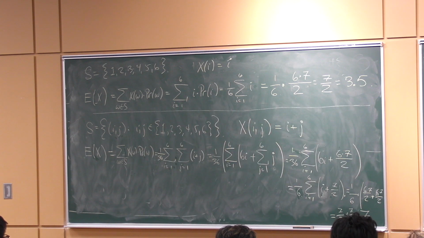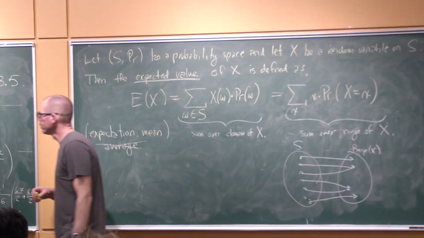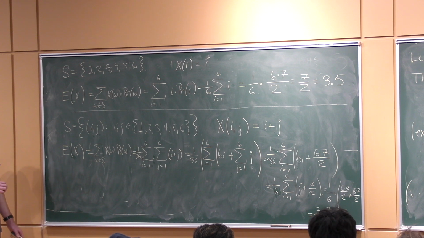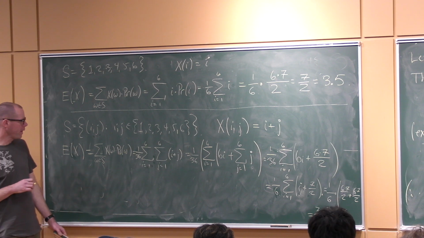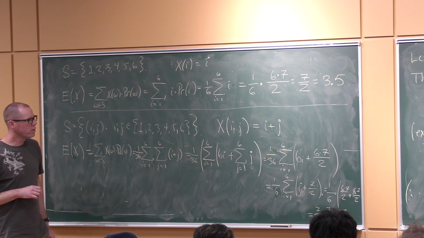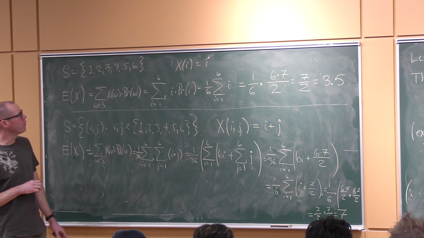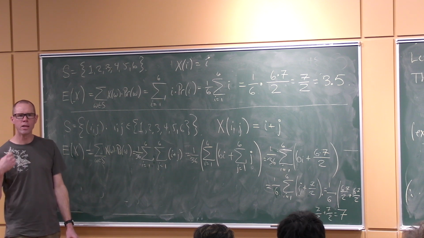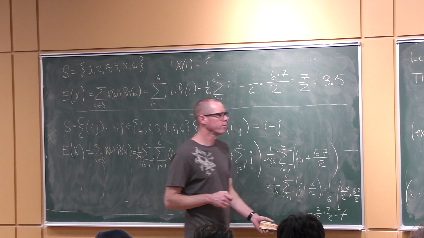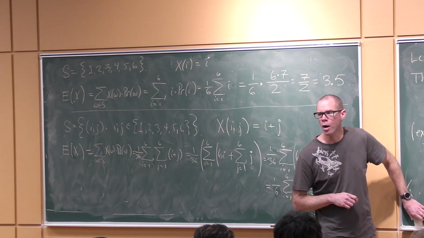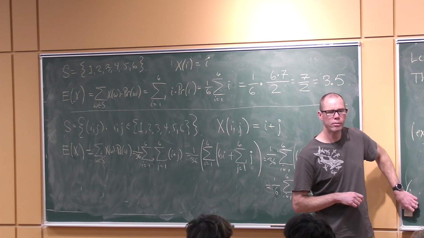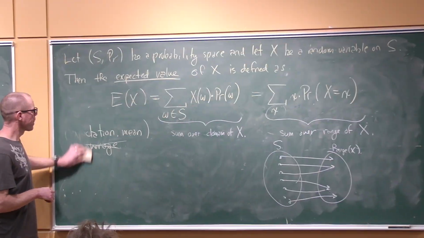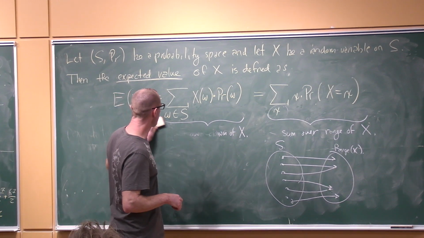Let's try the other way of doing it. So instead of summing over the domain, we can sum over the range. So what's the range of values that we get when we roll 2 dice and take their sum? What are the possible outcomes? What's the smallest outcome? 2. We roll snake eyes, 2 ones, we get 2. And what's the largest possible outcome?